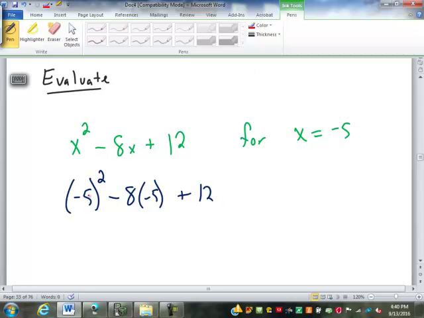So how would I do this by hand? Well, I'm going to do the power first. Negative 5 squared is 25. The most common mistake I'll see people make on this is they'll enter that in their calculator and they won't put parentheses, and their calculator is going to spit out a negative 25. And they don't catch it because they put the whole thing in at once.